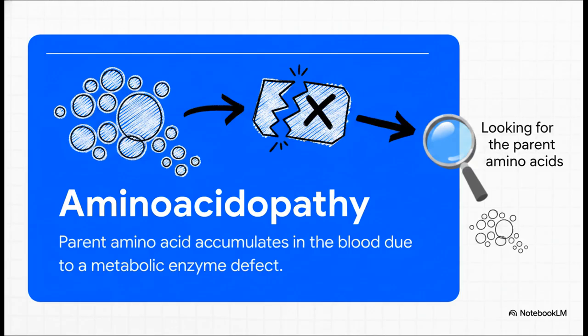Think of it like a factory assembly line. If the worker who usually takes part A and turns it into part B goes missing, well, part A is just going to pile up. This is critically different from organic acidemias, where it's actually the downstream catabolic products that are building up. For our purposes today, we are hunting down those parent amino acids.